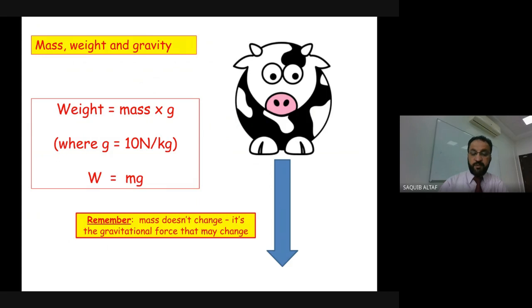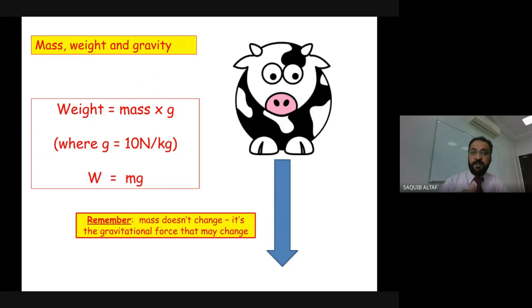So this is a very important thing. Remember that mass does not change. It's the gravitational force that may change. So for example, this is any animal, its mass is 1000 kg, so it will remain 1000 kg unless you eat something, but that is a different thing.